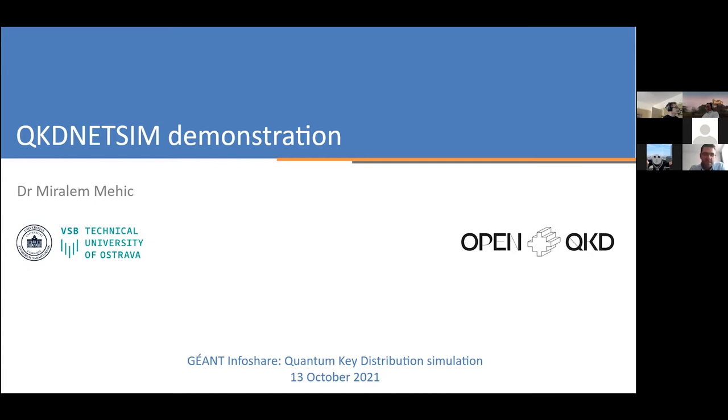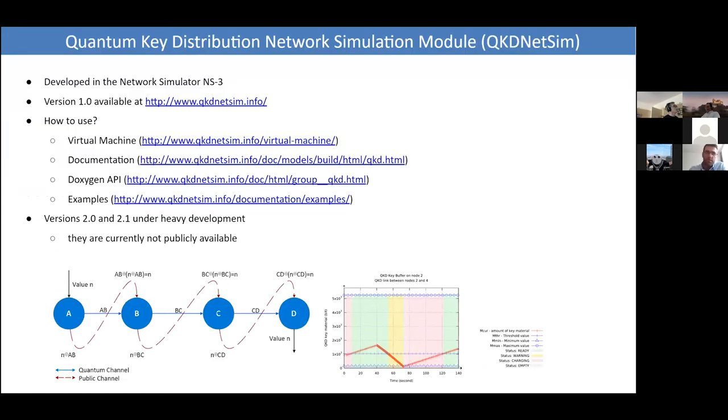Thank you. Okay. So today's topic is about the QKD network simulator, and in short, we call that QKD NetSim, Quantum Key Distribution Network Simulator. So when all this started and how it works, I'm going to try to explain today. In general, it is a model, and that's why we call it Quantum Key Distribution Network Model, developed under the NS3 network simulator. You can find version 1.0 available at qkd.netsim.info. You can freely download it.